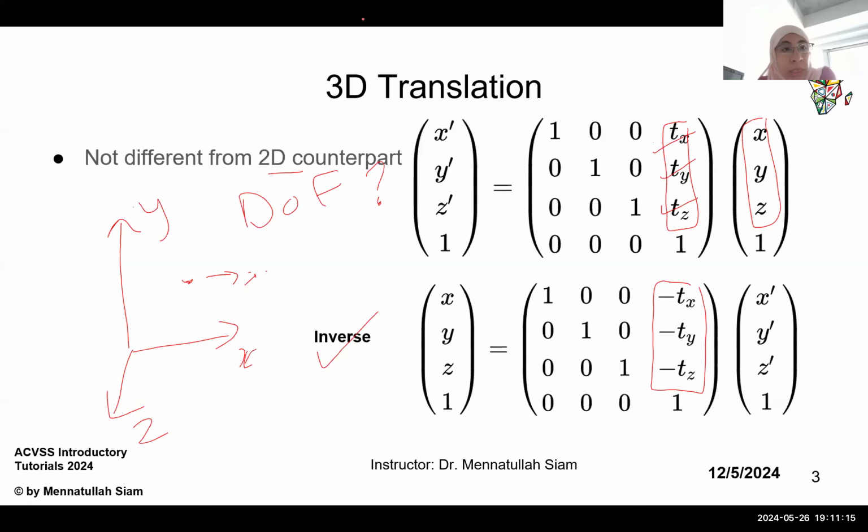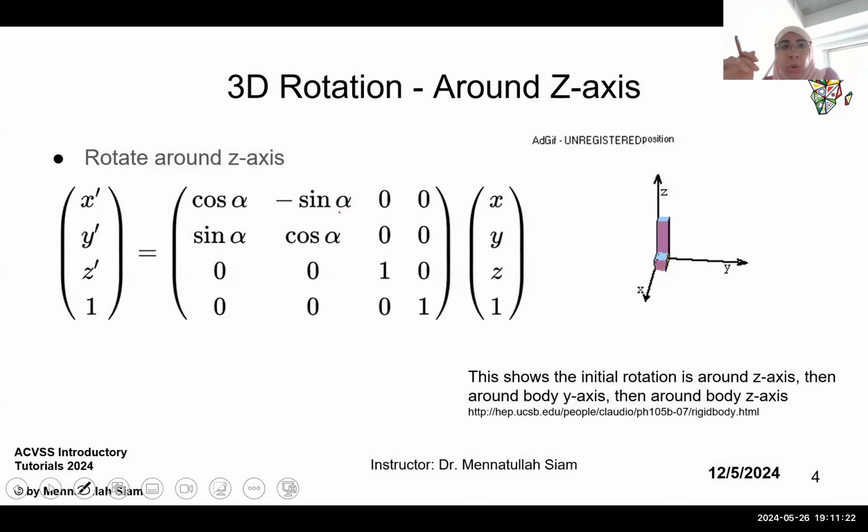Yes, I see. Yes, Miriam, exactly 3. So we have 3 degrees of freedom that we can control, which are tx, ty, and tz. Thank you. Now, if I go for the rotation, the rotation in 3D is much more complex.